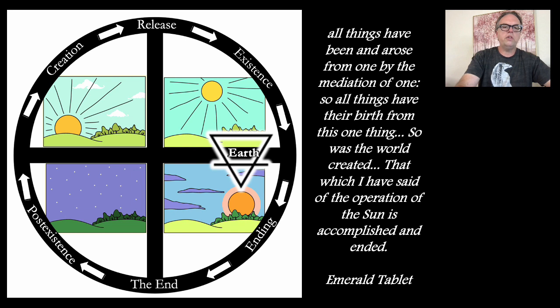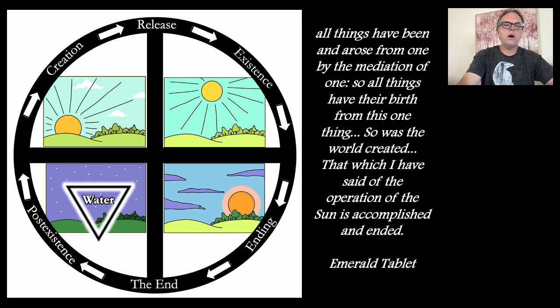Earth, the triangle is pointing down, but it has a line through it. This means that the sun is setting. And if you watch the sun set, particularly if you live on land, it looks like it's going into the earth. And that's why this element is called earth. And this element represents the process of ending.